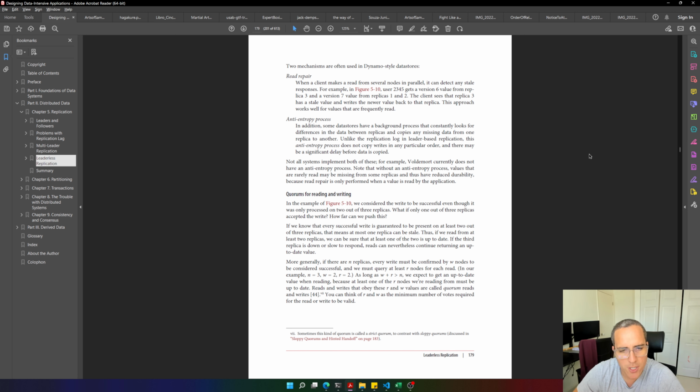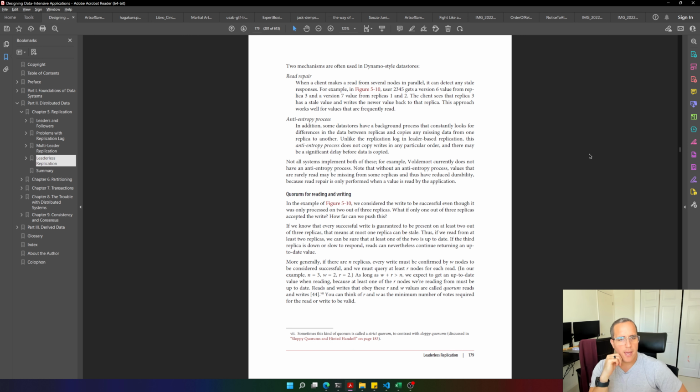More generally, if there are n replicas, every write must be confirmed by w nodes to be considered successful, and we must query at least r nodes for each read. In our example, n = 3, w = 2, r = 2. As long as w + r > n, we expect to get an up-to-date value when reading, because at least one of the r nodes we are reading from must be up to date.